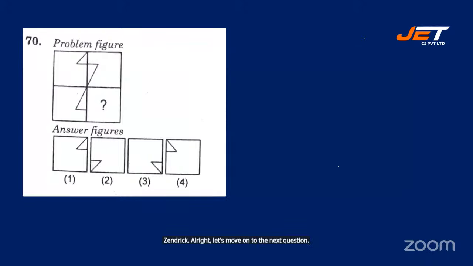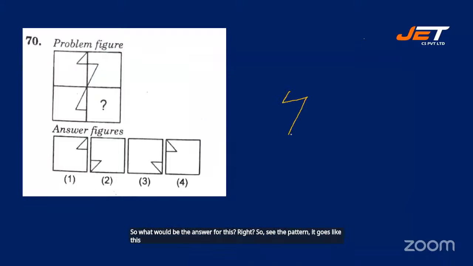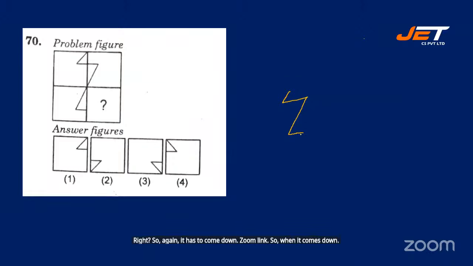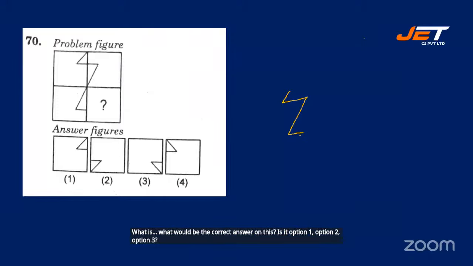See the problem figure here. So we have the question figure. What could be the answer for this? See the pattern, it goes like this, like this, and then this. Again, it has to come down. So when it comes down, what could be the correct answer in this? Is it option 1, option 2, option 3, or option 4?